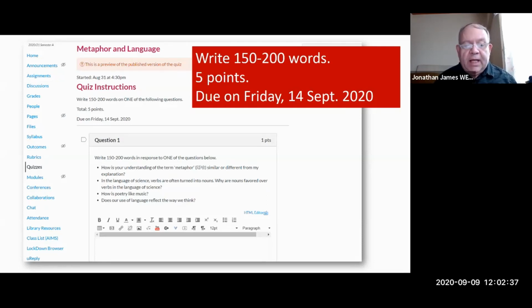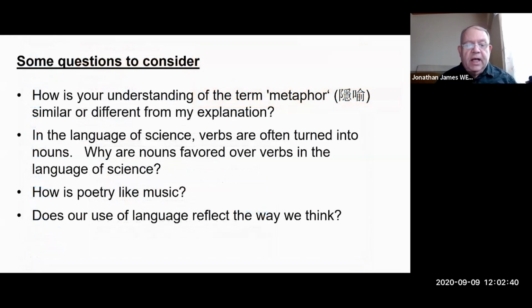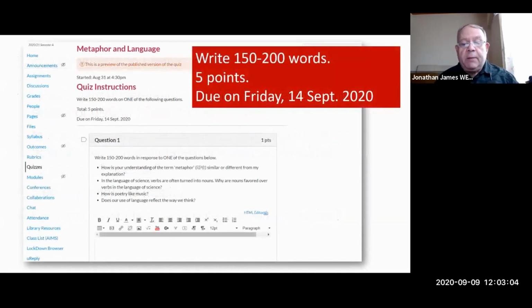In the language of science, verbs are often turned into nouns. Why are nouns favored over verbs in the language of science? And how is poetry like music? And does our use of language reflect the way we think? Answer one of these, 150 to 200 words. And that's all that the task involves. And this is going to be due, as I mentioned, the 14th of September. All right, so please be sure to do that.